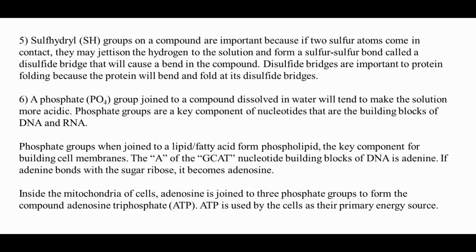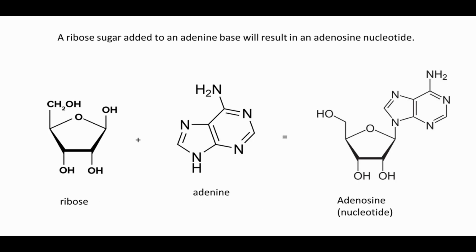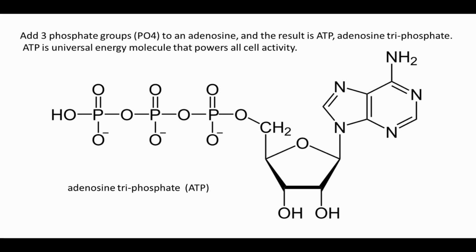The A of the GCAT nucleotide building blocks of DNA is adenine. If adenine bonds with ribose sugar, it becomes adenosine. Inside the mitochondria of cells, adenosine is joined to 3 phosphate groups to form the compound adenosine triphosphate, ATP. ATP is used by the cells as their primary energy source.